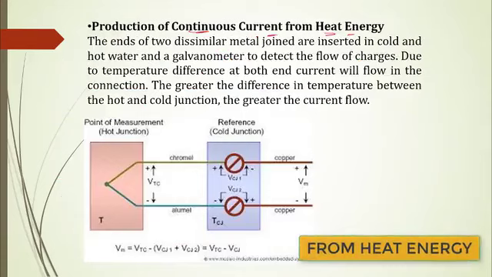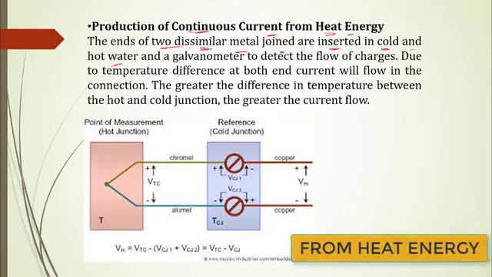Now back to what we're trying to talk about, the production of continuous current from heat energy. This is done when the ends of two dissimilar metals are joined or inserted in cold and hot water, and then a galvanometer is connected across them to detect the flow of charges.